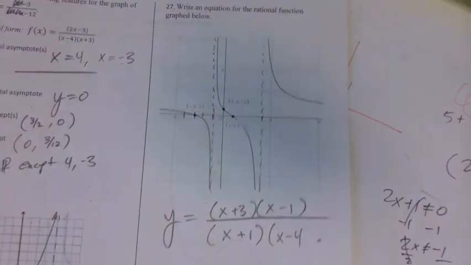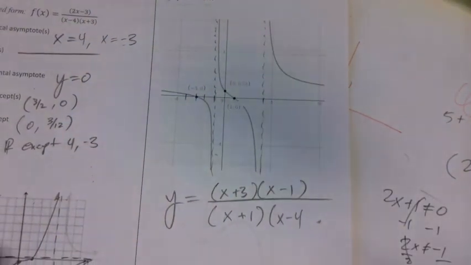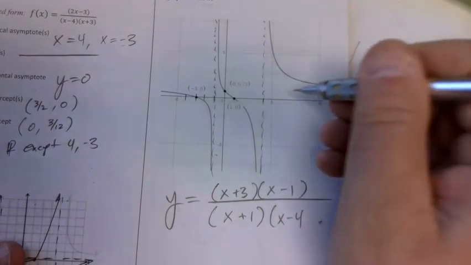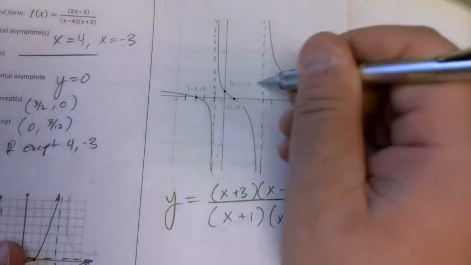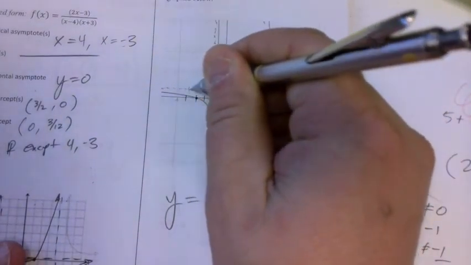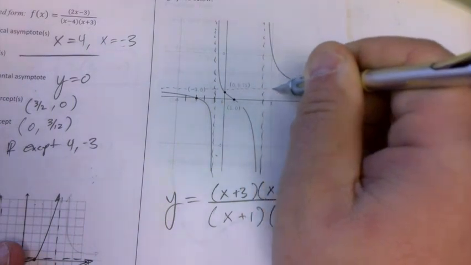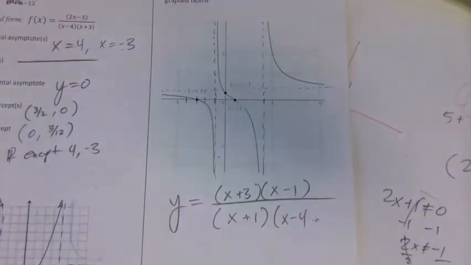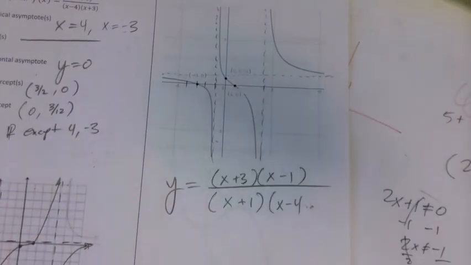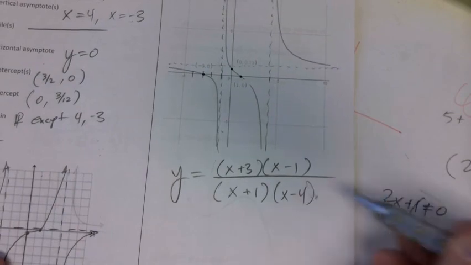Now, look at this for a second. There's a horizontal asymptote. It looks like, yeah, right there at 1. See it? Well, that makes sense because 1 over 1, the degree of the top and the bottom is the same. So there it is. That's it.